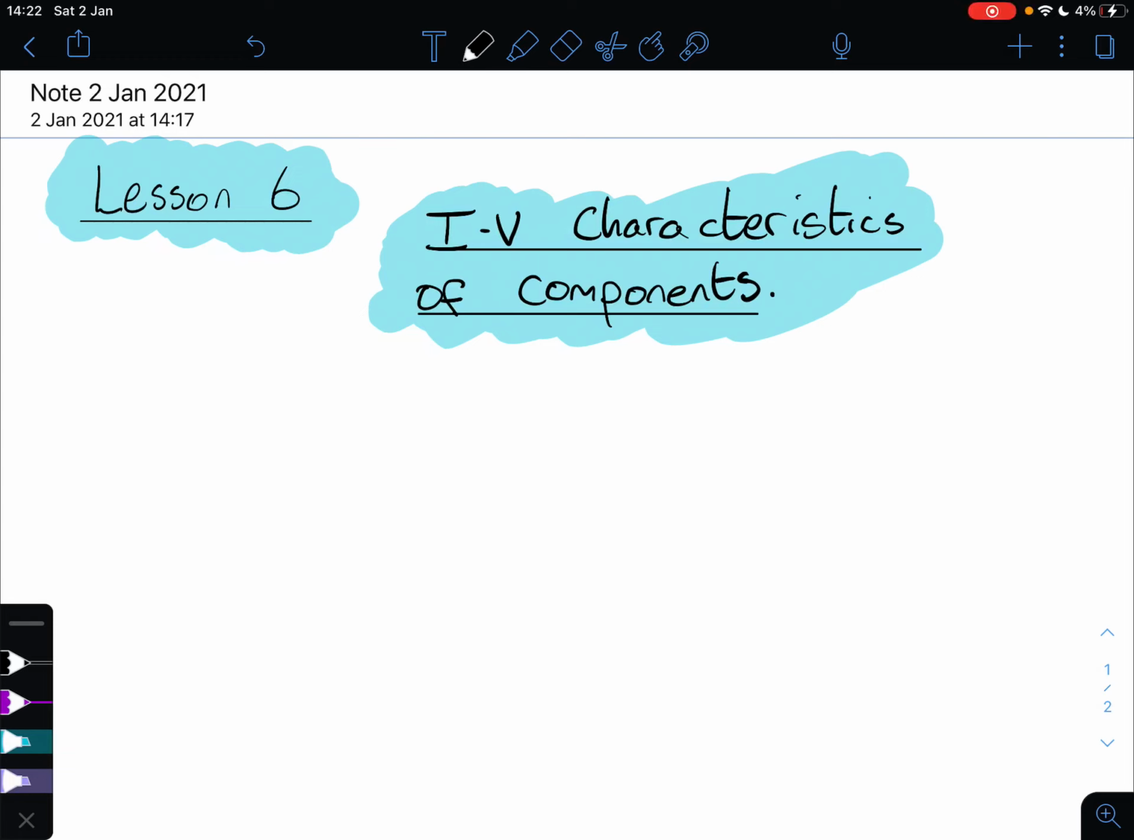Okay, this is lesson 6 of the electricity module, and in this lesson we're going to learn about the IV characteristics of components. So that's the title, copy it down, and let's get started.